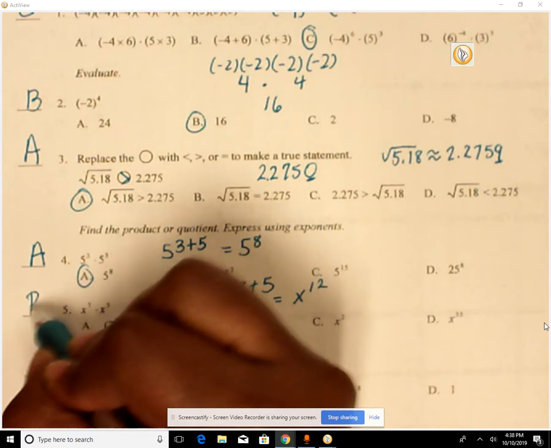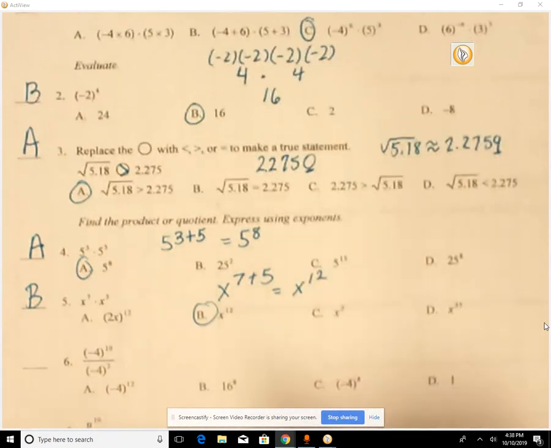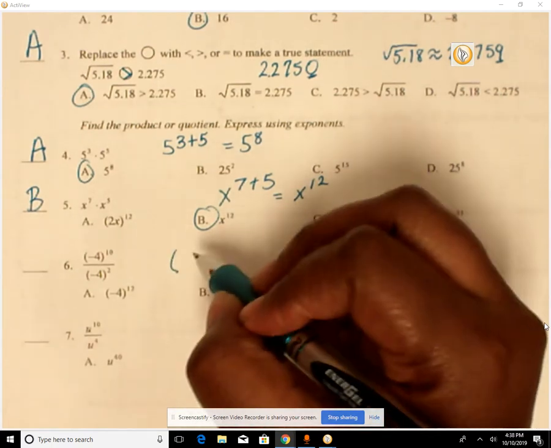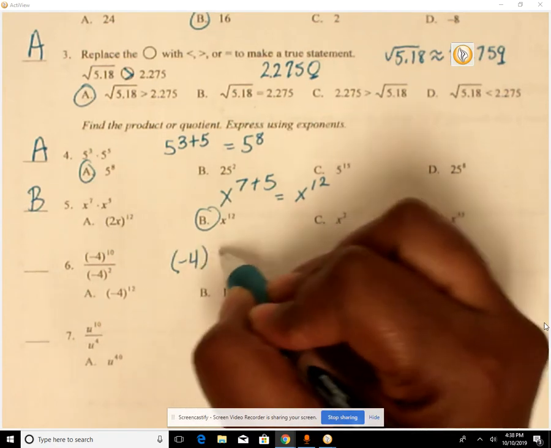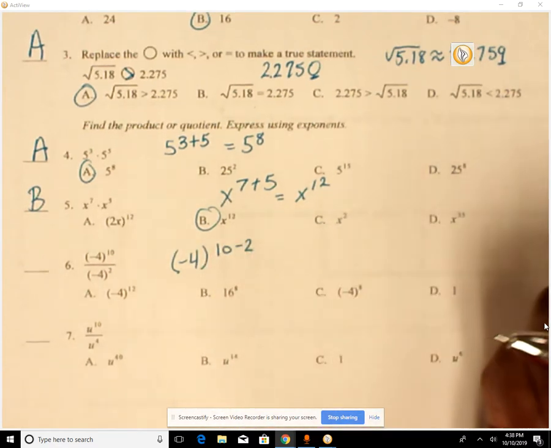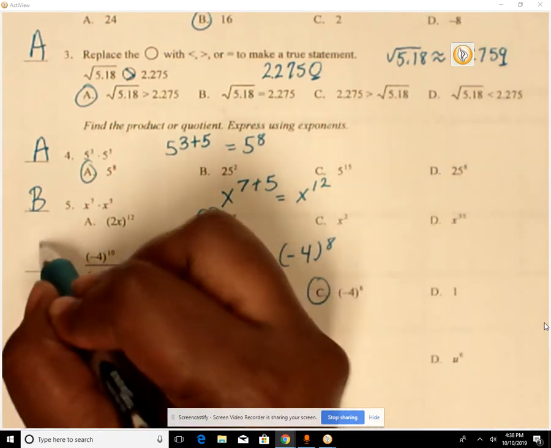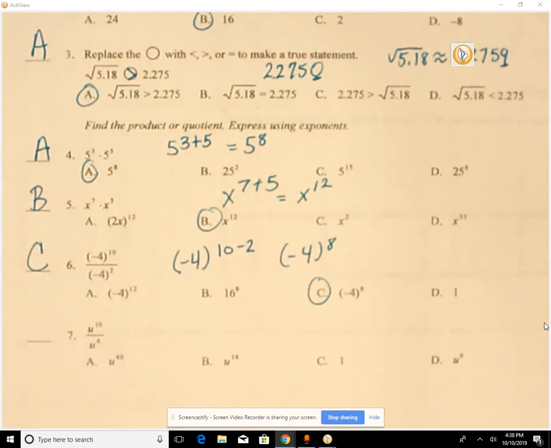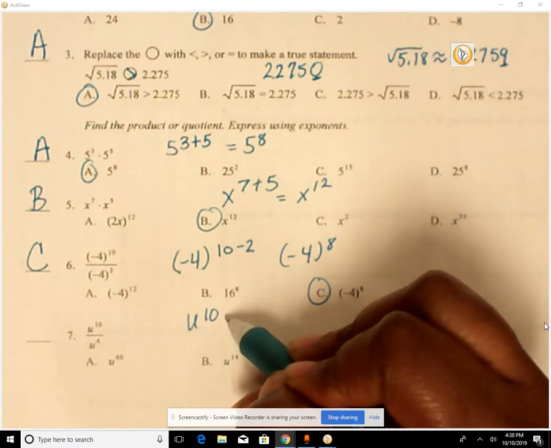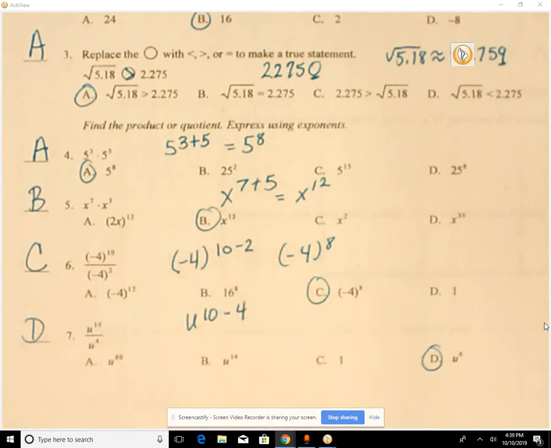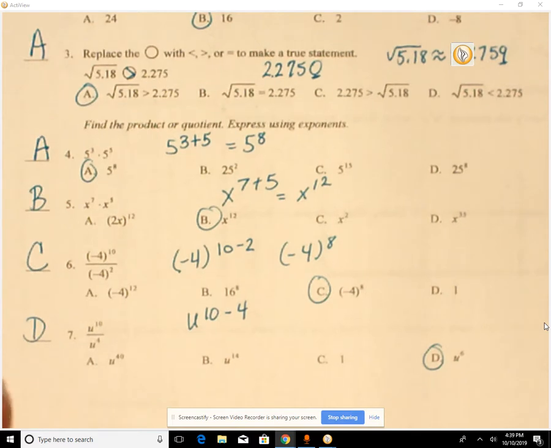That is B. Next, these two next to 6 and 7 are division. So we're not going to add. Our quotient of a power rule says when the bases are the same, we don't add, we subtract. So 10 minus 2 is 8. So -4 to the 8th power. So C. Last but not least, the base is 10. So 10 minus 4 is 6. So A, B, C, D, and then C, B, A the other way. C, B, A, B, C, D were your answers for 1 through 7.